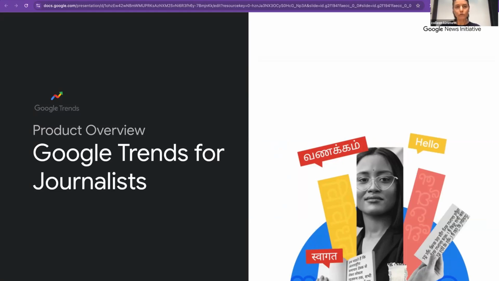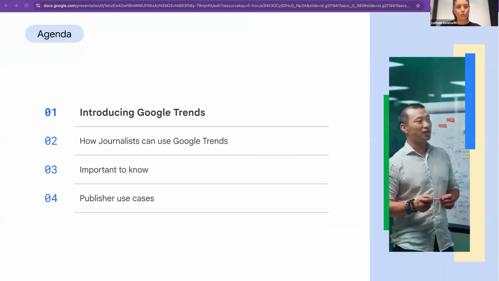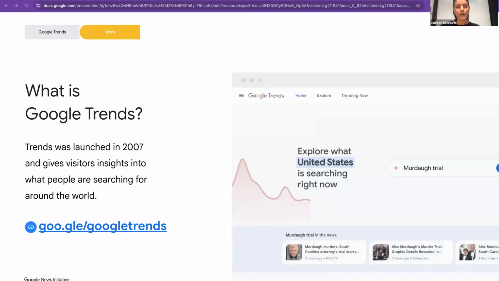Okay, so I'm talking about Google Trends today. We'll look at just an overview of Trends, how journalists can use Google Trends, some key points about Trends, and then some publisher use cases. Here's a link where you can find Trends. You can also just look up Google Trends and it'll take you to the Google Trends homepage.